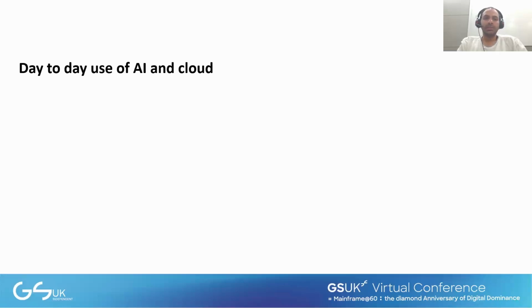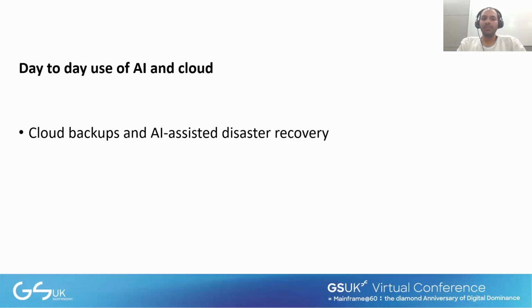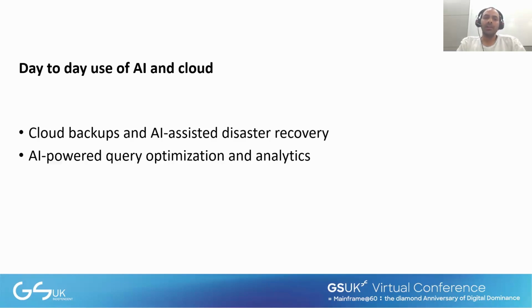So yeah, all these aspects aside, day-to-day use of AI and cloud: when we see cloud backups, we have spoken about taking the image copies on the cloud and bringing them back whenever needed. But it can also be possible that we use artificial intelligence models in assisting faster recovery during a disaster situation. And as I said, go ahead and search on the new Db2 functionalities that have been provided by IBM.